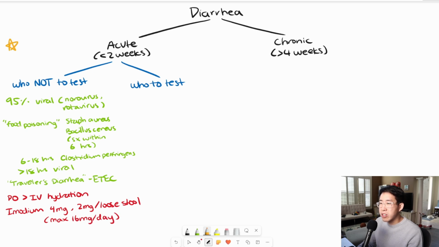So again, I just want to reiterate that most people are going to be falling into this category on the left, where no additional testing or treatment is really indicated besides just symptom control. As far as the people that we do need to test, however, there are quite a few criteria that we have to be on the lookout for.